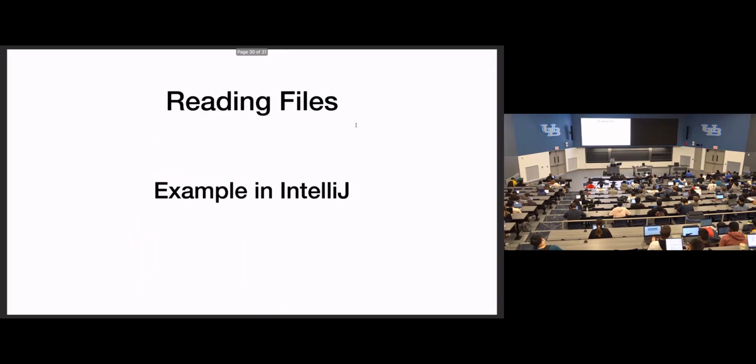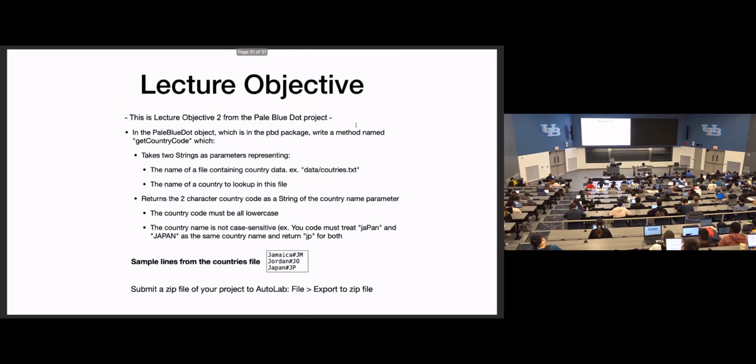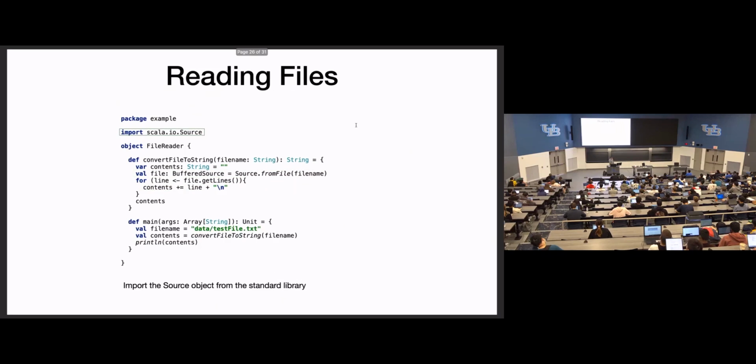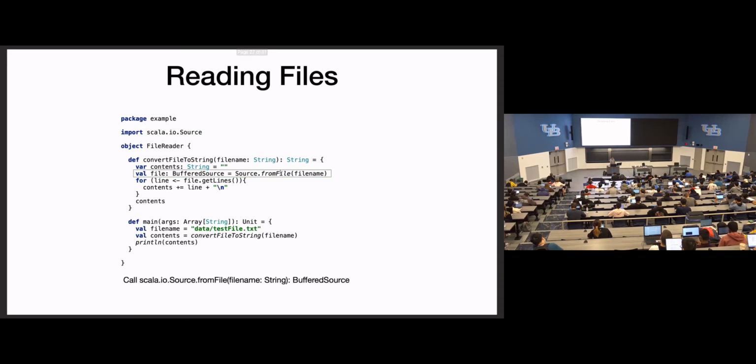And finally, reading files. I won't get to the example in IntelliJ, but we will get through this last example so you can do your lecture task. Reading files, we're going to use our first imported library. This is part of the standard Scala library. The scala.io.Source object, we're going to use this to read the files. This has a nice method named fromFile.